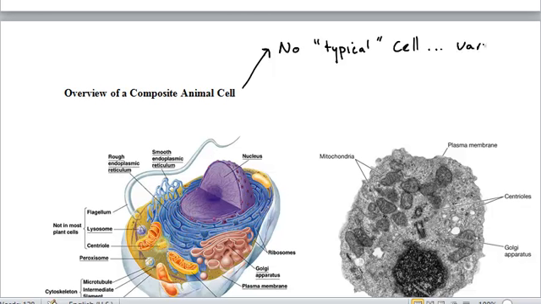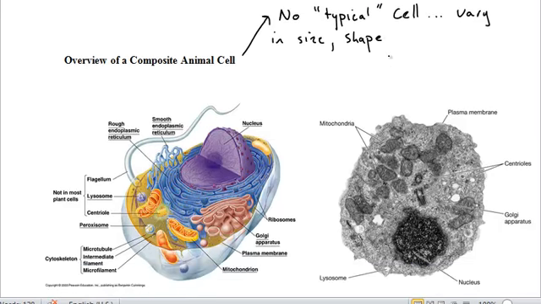Okay, so they vary in size, going from about 10 micrometers all the way up to 1 meter in length, to shape. Some are spherical, some are flattened, some are shaped like stars, some are shaped like this. We're going to talk about these ones.